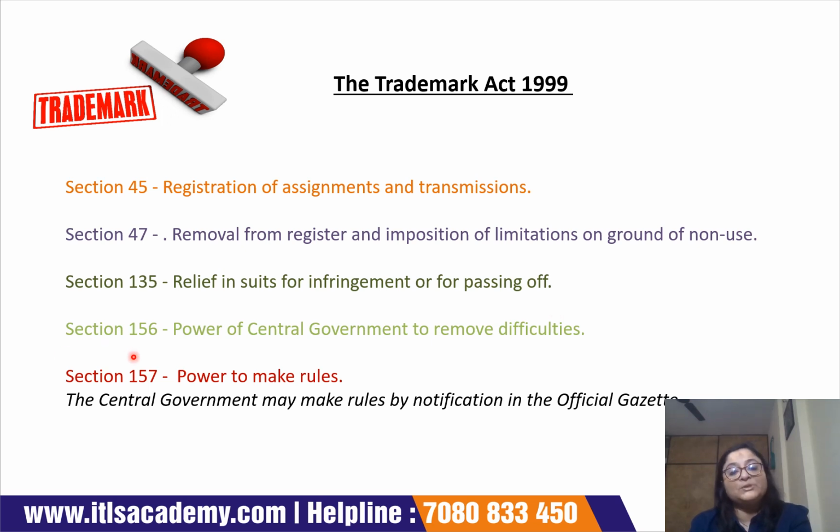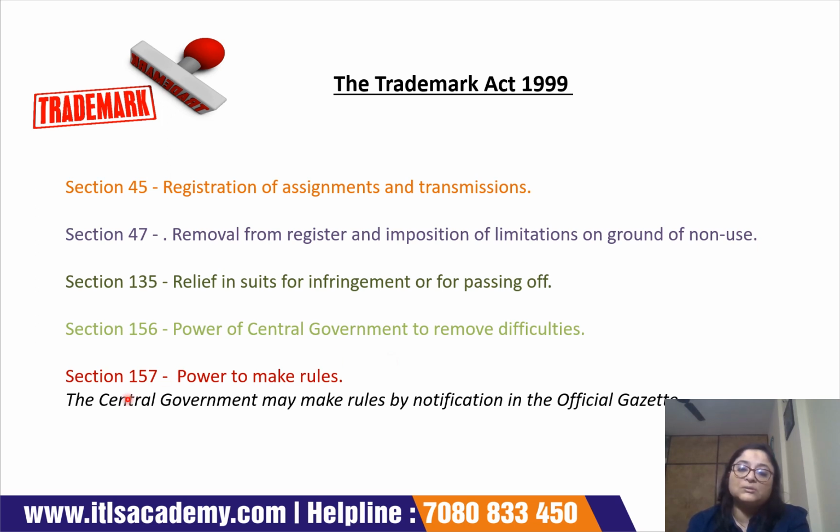Now Section 156, it is basically the power of the central government. The Indian Trademark Act and its main office are basically under the control, or you can say under the supervision, of the central government. So the central government has power to remove difficulties also, if there are some difficulties in following the rules or implementing the rules.